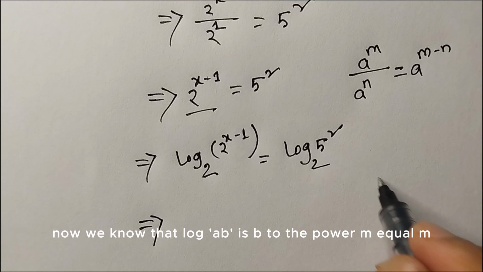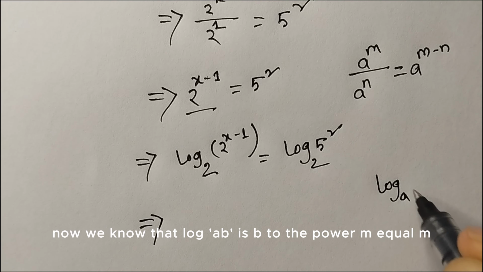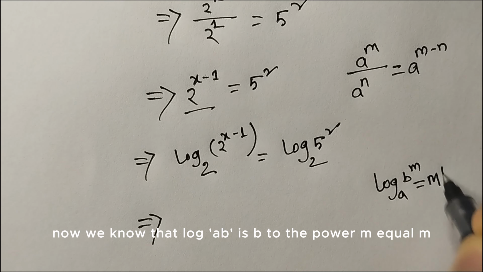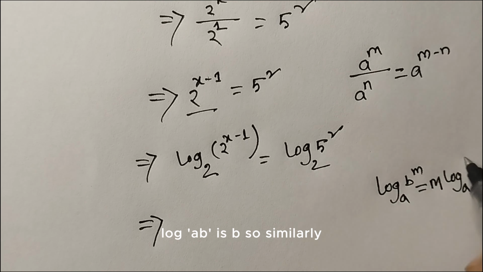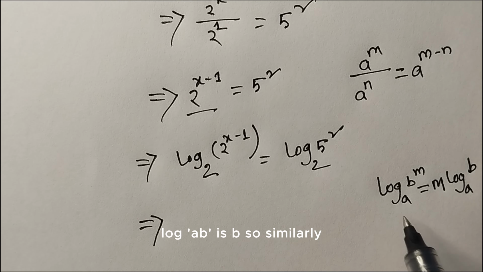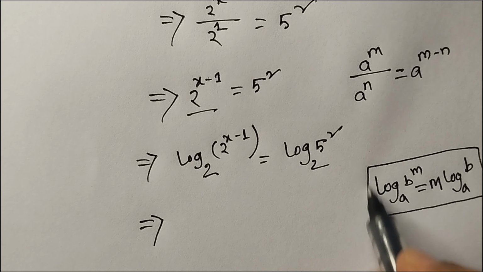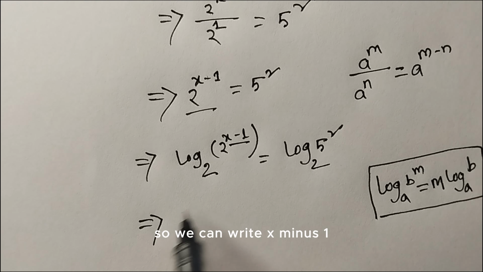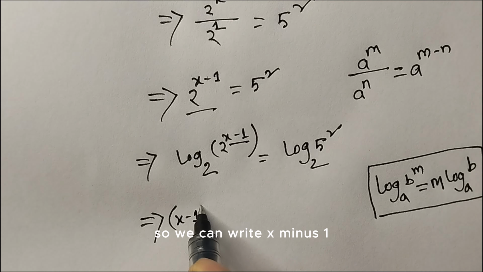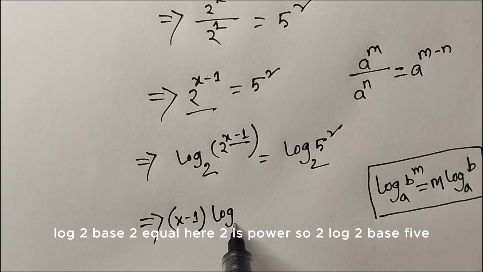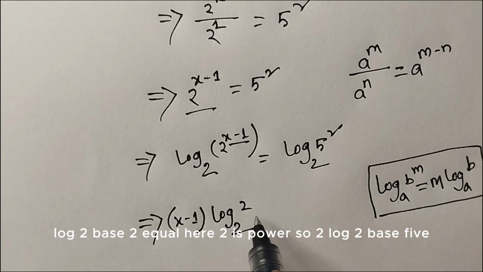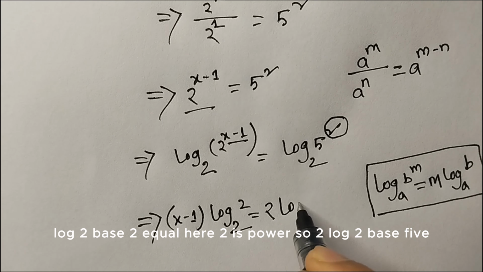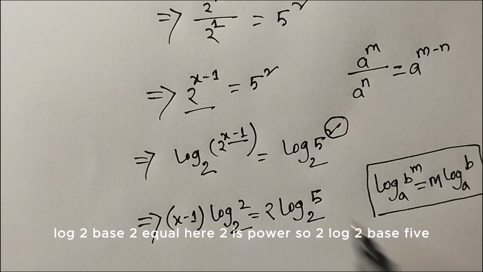Now we know that log base b of a to the power m equals m log base b of a. So similarly here the power is x minus 1. So we can write x minus 1 times log base 2 of 2 equals, here 2 is the power, so 2 log base 2 of 5.